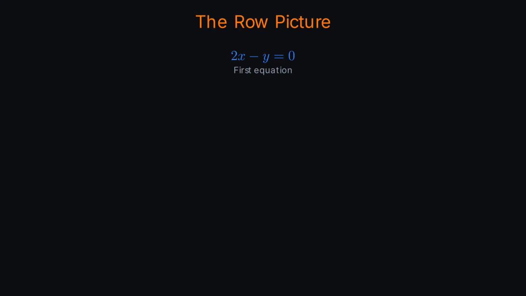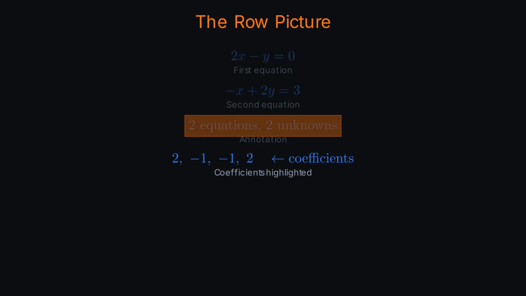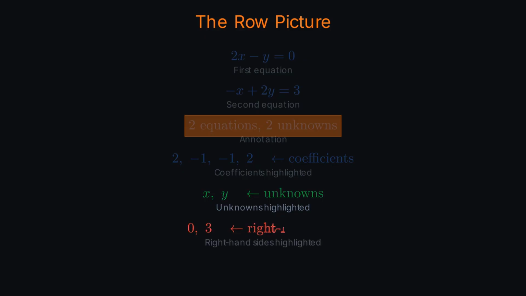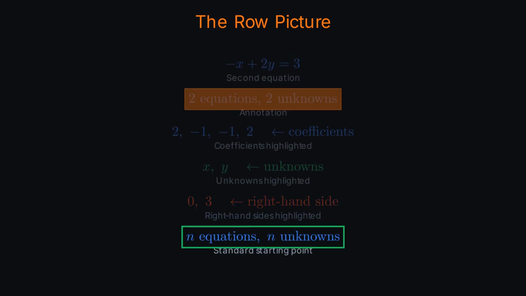Here's our system, 2x minus y equals 0, and negative x plus 2y equals 3. 2 equations, 2 unknowns. Now let's identify the ingredients. The coefficients are 2, -1, -1, and 2. The unknowns are x and y, and the right-hand sides are 0 and 3. This is the standard starting point, equations and unknowns.